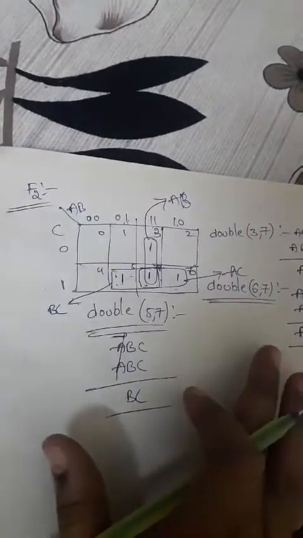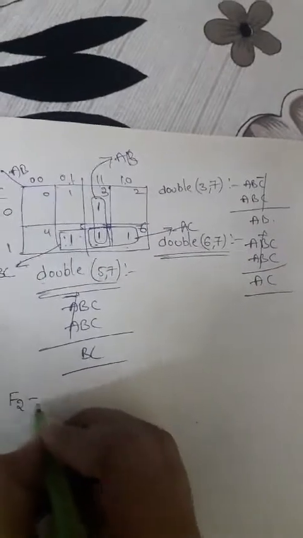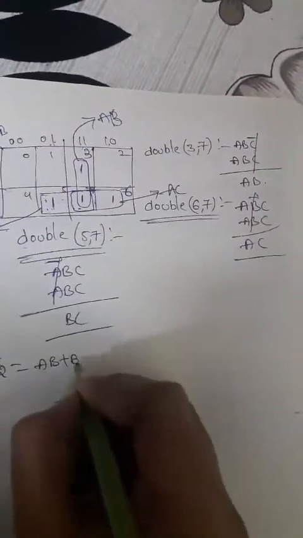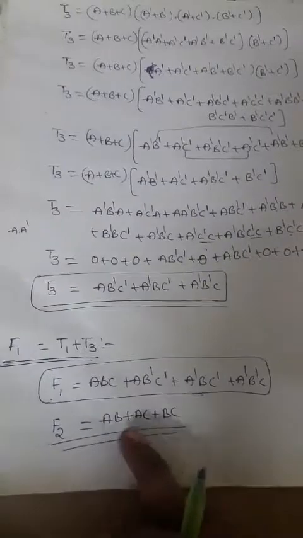After getting all the prime implicants, the final Boolean expression for this F2 is nothing but the sum of all the prime implicants, that is AB plus BC plus AC. Is it matched or not? Check it. So F2 function is AB plus AC plus BC. So this is the analysis procedure of a combinational circuit.